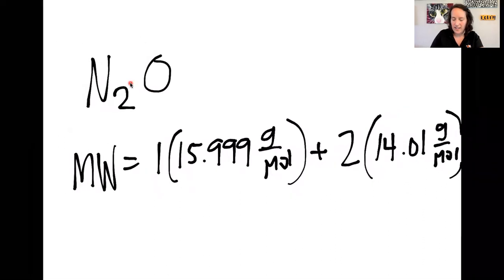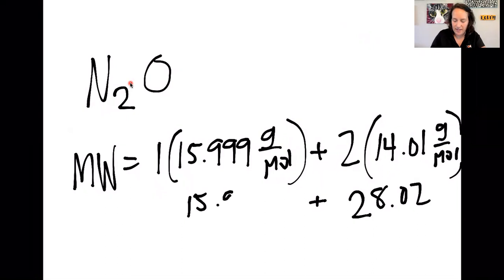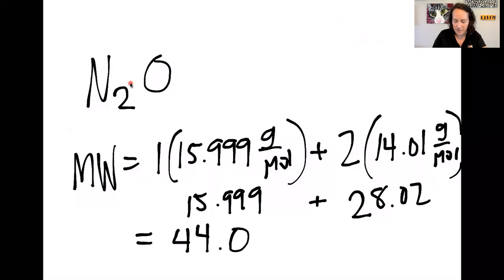So in order to get the total molecular weight, right, I'm going to do 2 times 14.01 equals 28.02. So this value is 28.02, plus this 15.999, and the molecular weight of dinitrogen monoxide is 44.019 grams per mole.